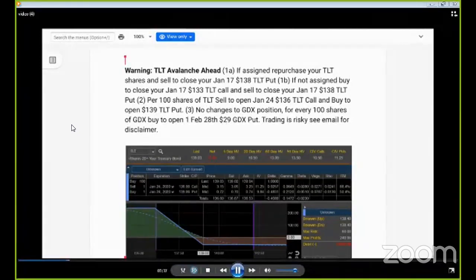We have no changes to the GDX position. For every 100 shares of the GDX, you should be buying to open one February 28th $29 GDX put. Trading is risky. See email for disclaimer.